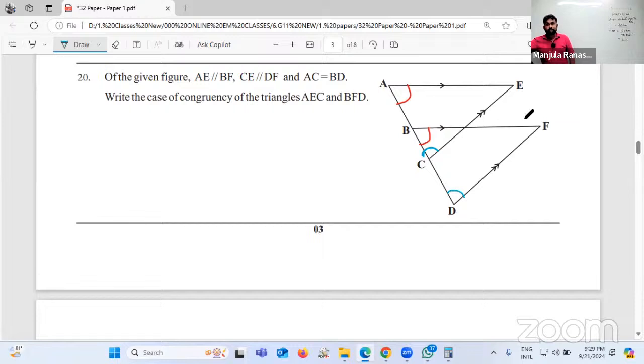Okay, now you can compare these two triangles AEC and BDF, two angles equal. As well, the given detail AC equals, this side equals BD side. So that means two angles and one side equal. Right. So two angles, one side means which case? Angle, side. But keep in your mind, you have to check whether this side is corresponding or not.